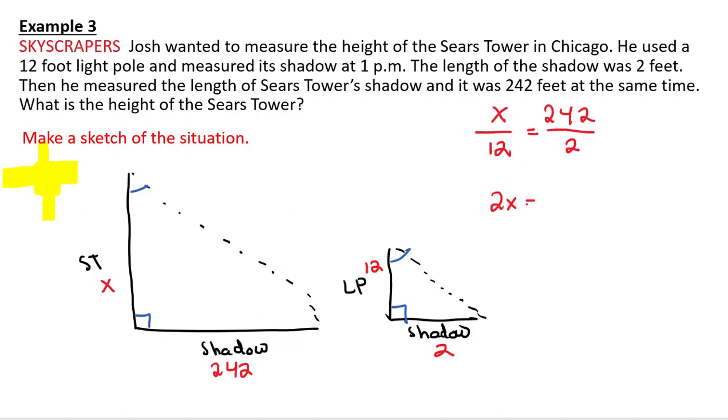So 2X is equal to 2904. I solve for X and I get 1452 feet. I actually wonder how accurate that is to the height of the Sears Tower.